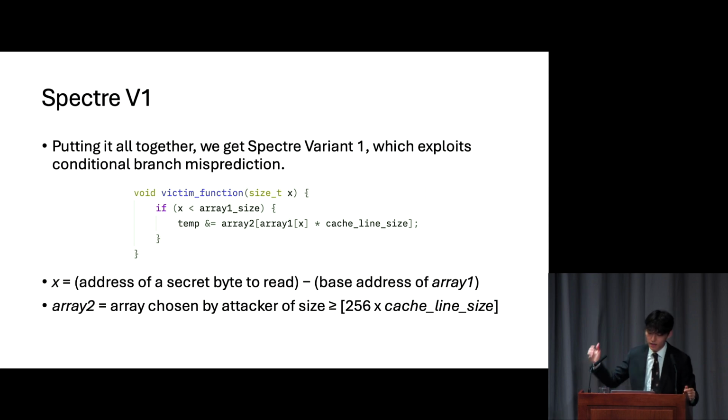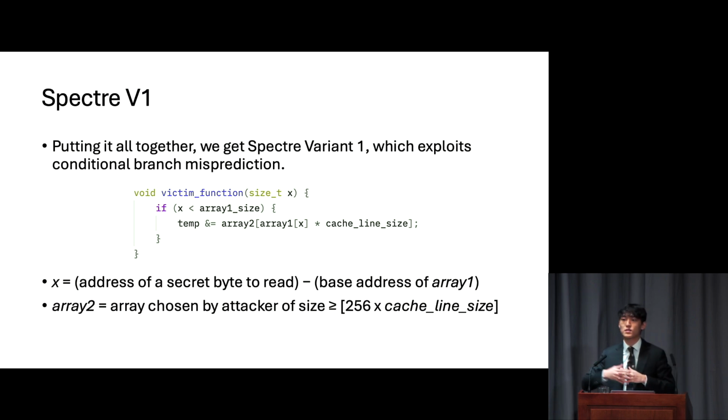If it is, then it stores into temp this line of code here. We'll go over the specifics of why it is this way in a second. So let's talk about what x is first, from the attacker's perspective. X is the address of the secret byte that we want to read, minus the base address of array 1.